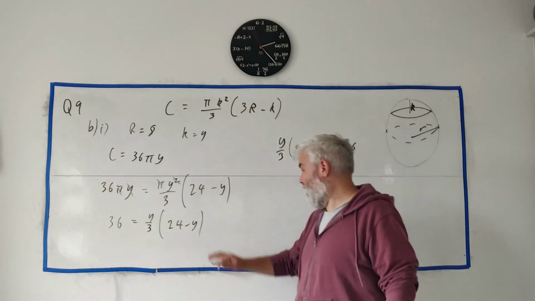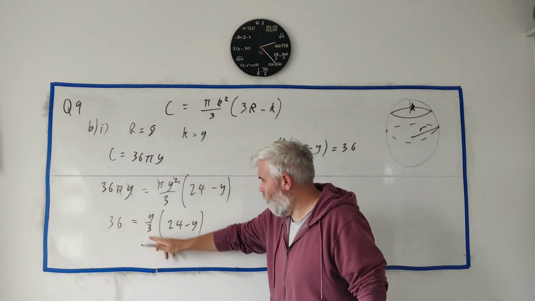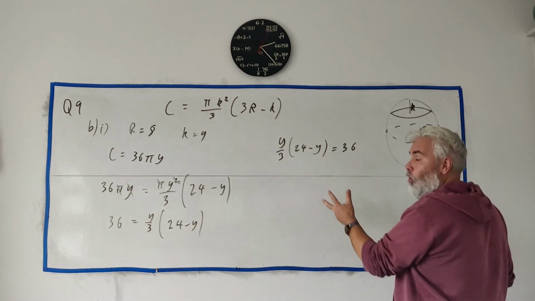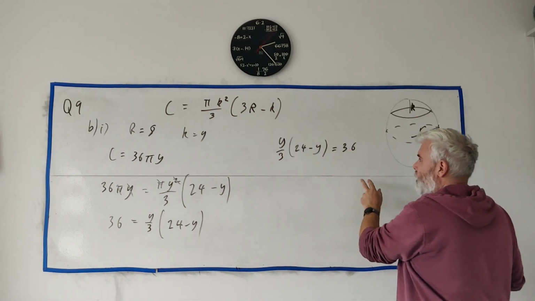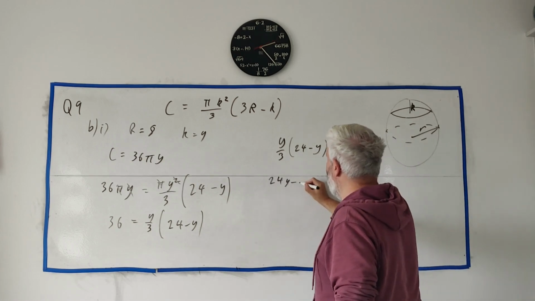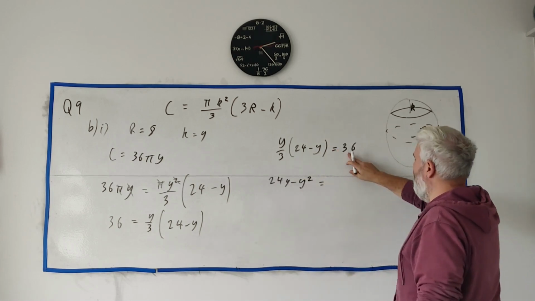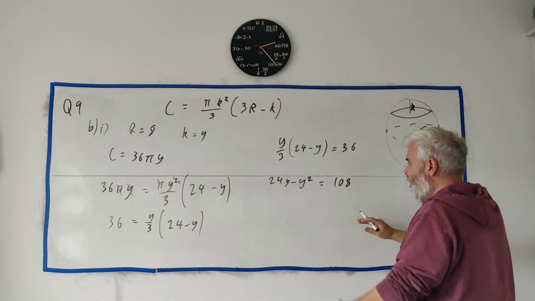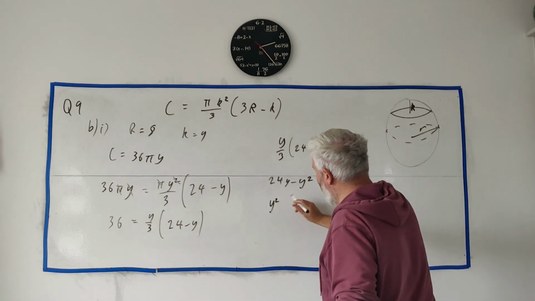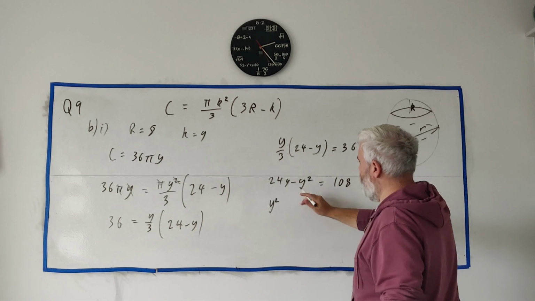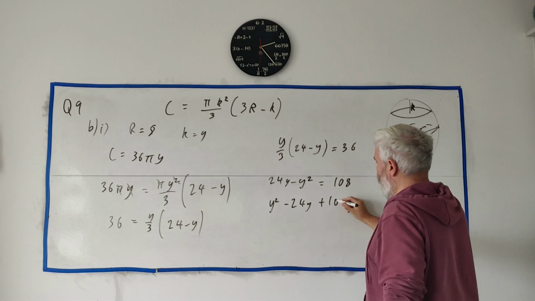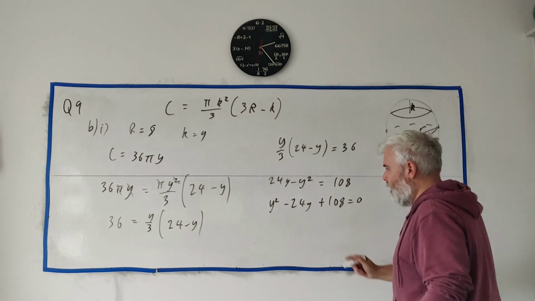Then for part 2, they just ask us to go ahead and solve this. Remember, it's one equation, one unknown. We go ahead and solve it. Let's just multiply it out and make it look like a quadratic. 3 by 36 multiplies over here and y multiplies in here. We get 24y minus y squared is equal to 108. Rearrange all this so it looks more like a quadratic. I always like to make the y squared a plus. So y squared minus 24y plus 108 equals 0. Go ahead and solve this.